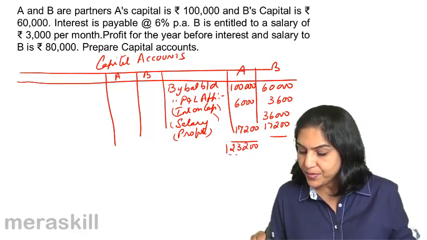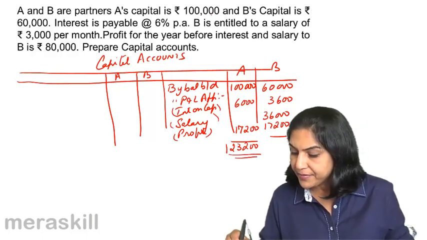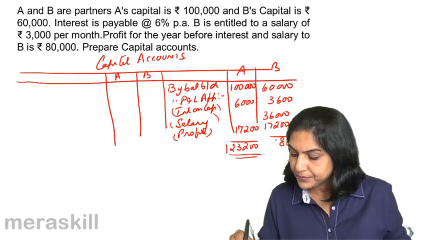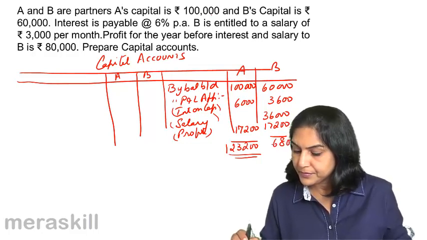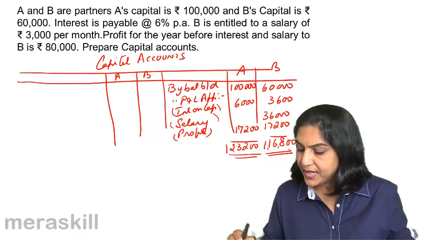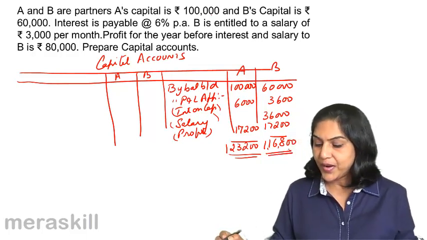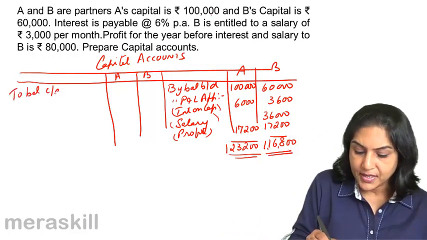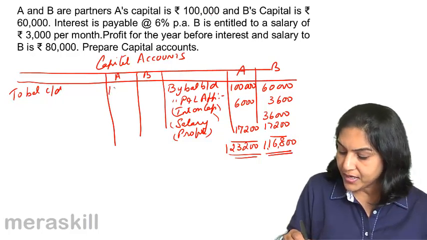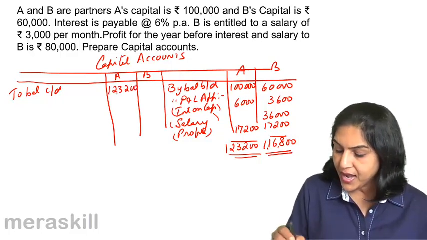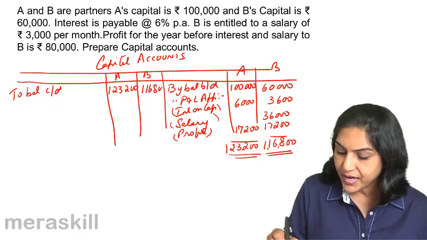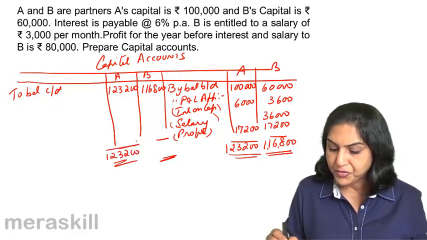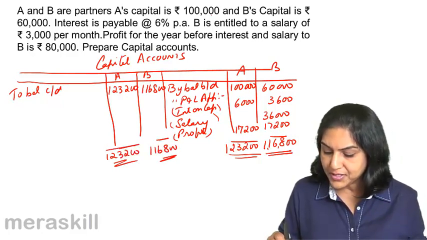That becomes 1,23,200 and we have 1,16,800. This is to balance carried down. We would have 1,23,200 for A and 1,16,800 for B. This is what the capital accounts would look like after distribution of the profits.